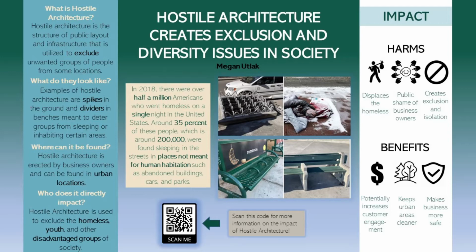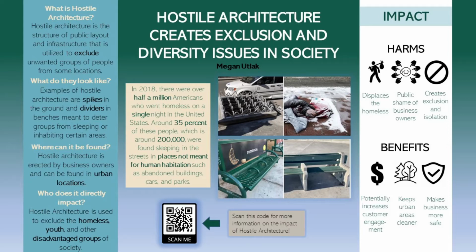Hostile architecture can be seen in various forms, but one of the most popular examples are spikes that are used outside of buildings or in warm or shaded locations in order to prevent groups, usually the homeless, from taking shelter in these areas. Another example is dividers that are constructed into benches that are meant to deter individuals from sleeping on these benches. Examples of both of these types of structures can be seen in the central images of this poster.